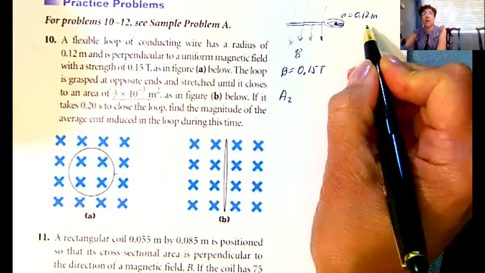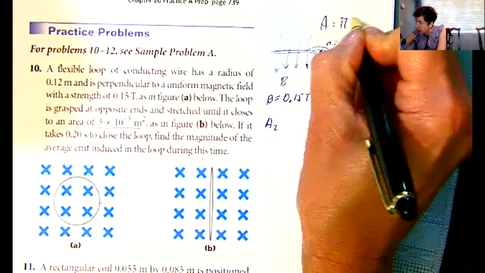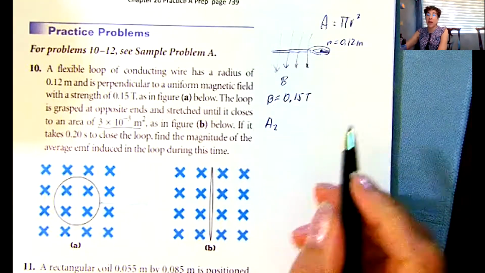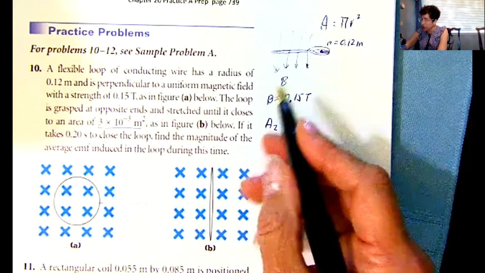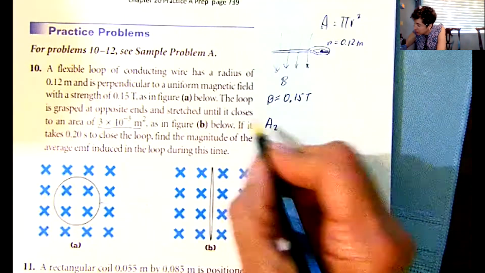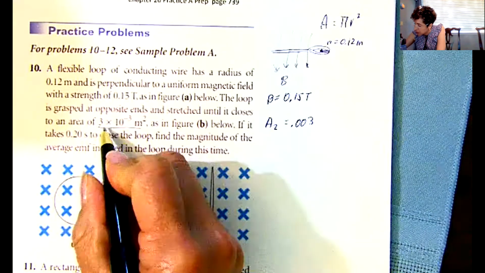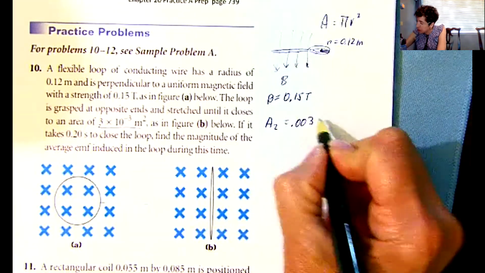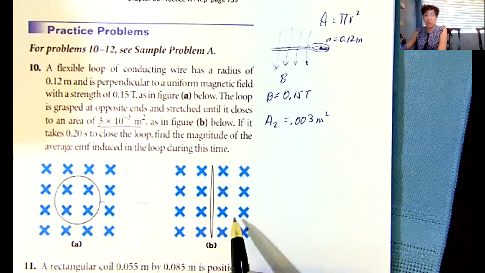So here's area 1, and what's the first area? Well, I remember that area is pi r squared. So area 1 would be pi times 0.12 squared. And area 2, now that we squished it, is much smaller. I'm going to say here it's 0.003. Is that right? Yeah, 3 times 10 to the negative 3 square meters, as in figure B below.